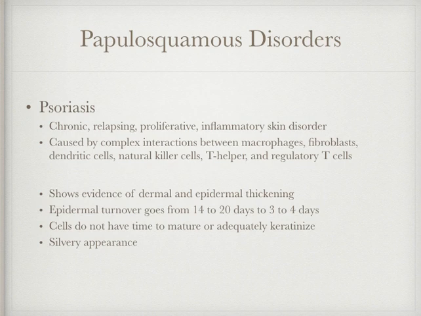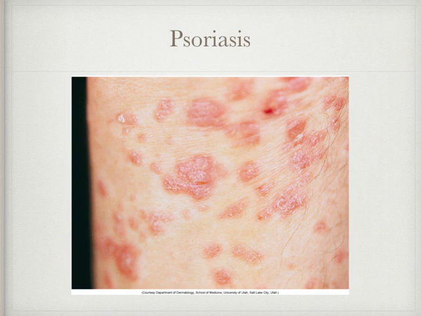They tend to have a silvery appearance on the top, and a red base. Remember I mentioned this would be a plaque, but usually they'll look red, and they also will have a whitish silvery appearance on the top as well. Here's an image of it. You can tell they'll have a red base. These would be considered plaques, but you'll see the whitish silver on top of them as well.